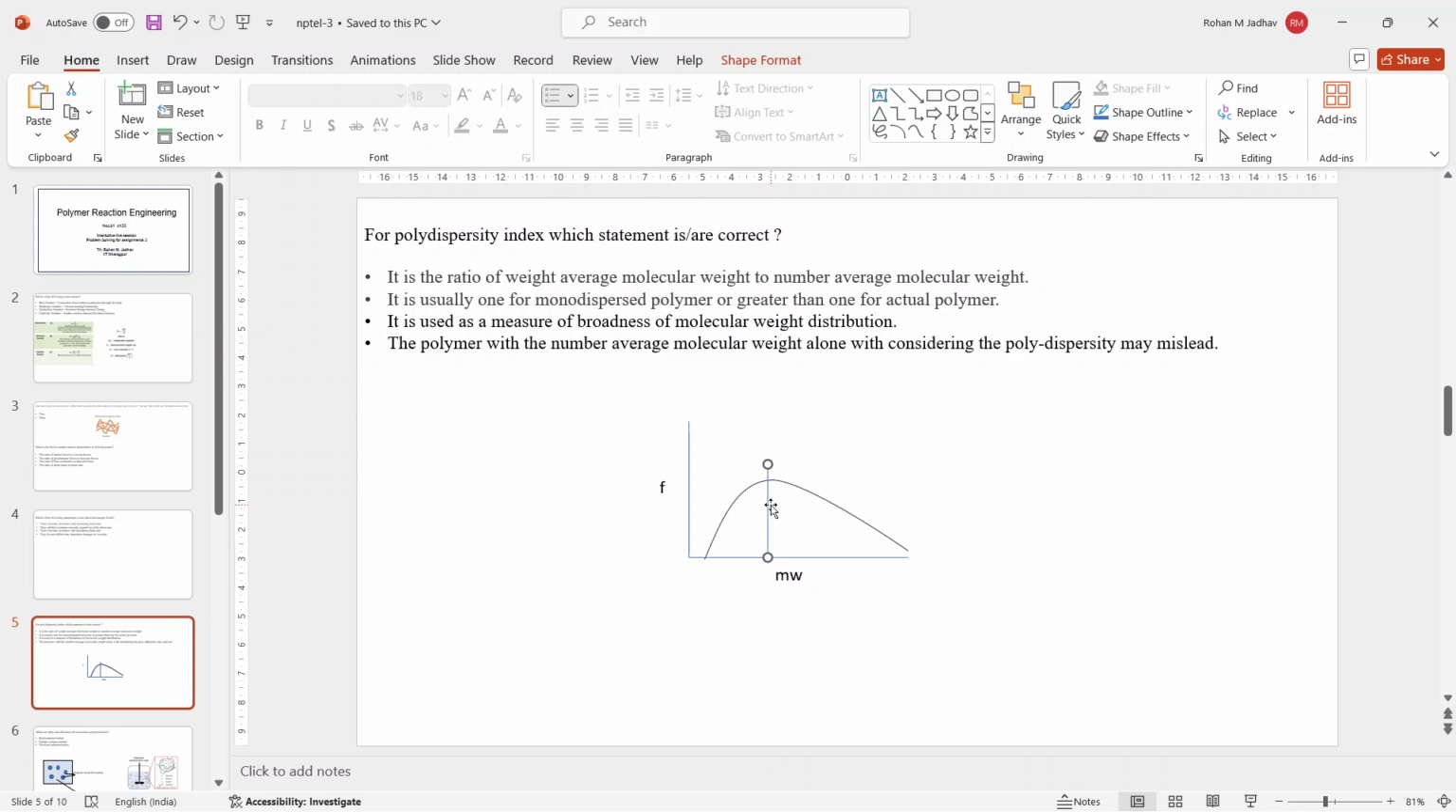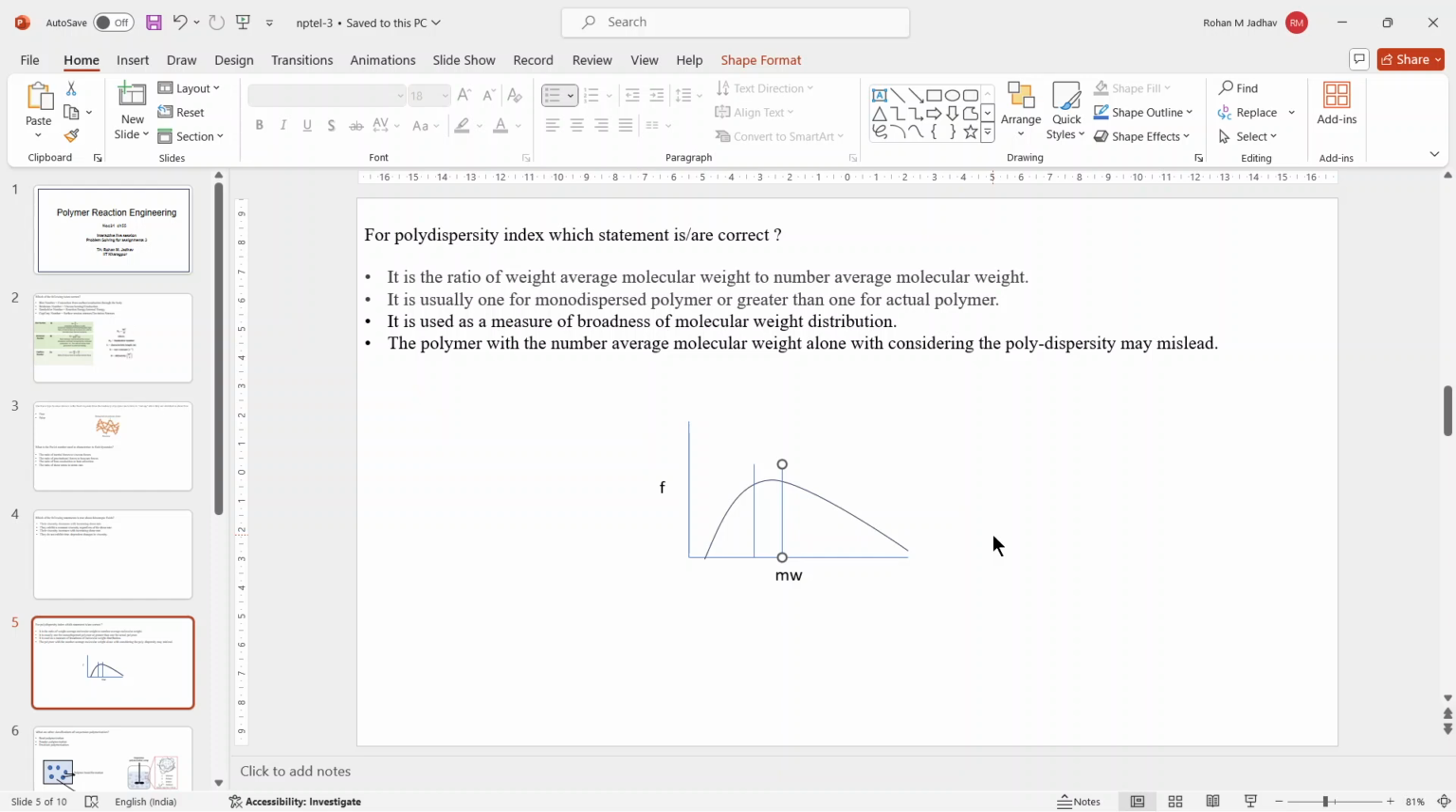The third one we have is: it is used as a measure of the broadness of the molecular weight distribution. Now you can see right here that we have the molecular weight distribution, and we know that weight average is always higher than number average. So you can see the first line being the number average and the second line being the weight average. Through that comparison, you can tell that the distance between them can roughly give you an estimate of how broad this entire distribution is. So the third option is correct.